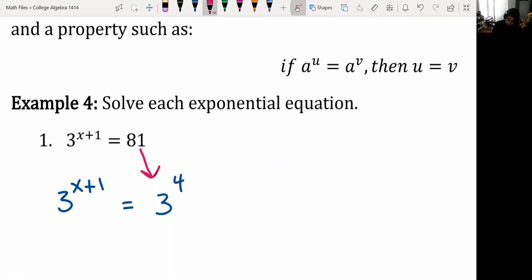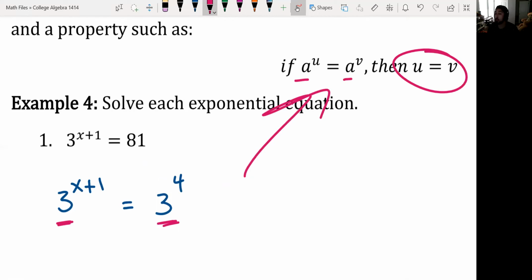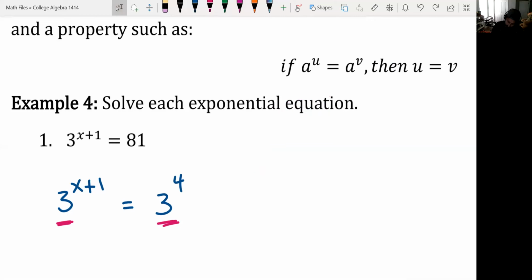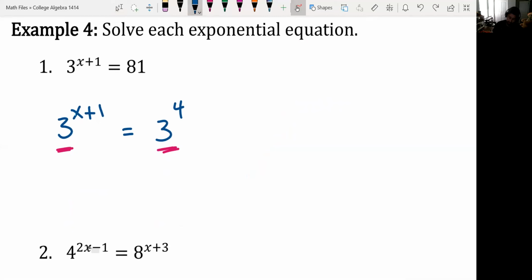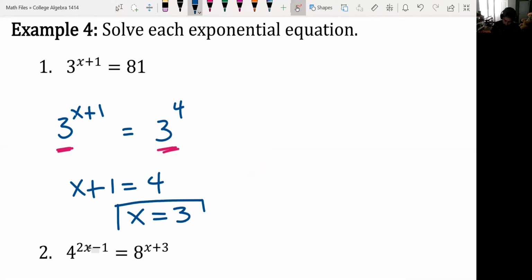Okay. And now we can use that property from above. We have a base of 3 here and a base of 3 there. And according to this property, if we have the same base, then you can go ahead and set the exponents equal to each other. Which means you'll get x plus 1 equal to 4, and x just equals 3. Not bad, right? Now that's fun. That's some algebra for you.